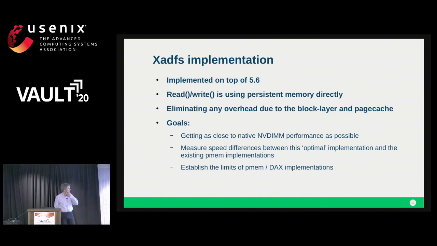So anyway, I did an implementation on top of 5.6, implementing read-write calls for going directly to the NVDIMMs, and this essentially bypassed everything. The goals here were to get as close as possible to the native NVDIMM performance, to leverage the byte addressability of it so that I can do sub-block accesses to the actual hardware. And with that, I should be able to measure speed differences between the file system implementation and the generic implementation already present in the kernel. Just to see, how much difference is there? By how much can I improve on the existing implementation if I were to choose? Or would it be better to use this one directly for specific use cases? Who knows?